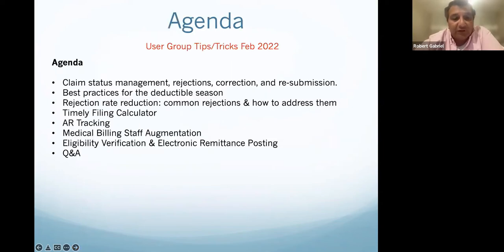This is the agenda for today. We're going to talk about claim status, the difference between claim rejections and claim denial. We're going to talk about the best practices for deductible season, how to reduce your rejection rates, and what is the best practice to follow up on your rejection and denial. The AR tracker. Then we want to talk about the medical staffing, if eligible. So let's get started here.